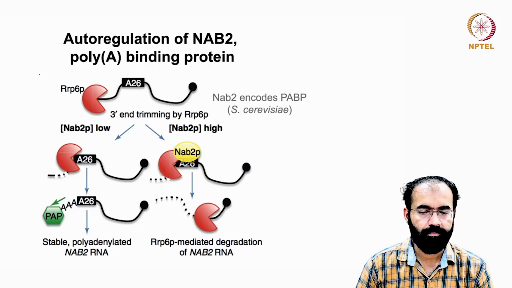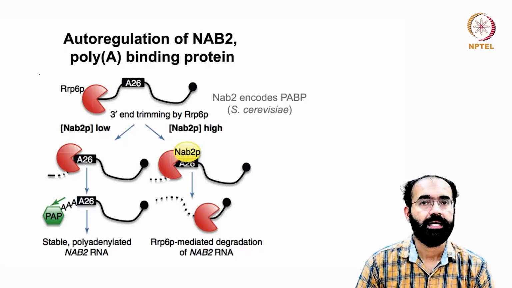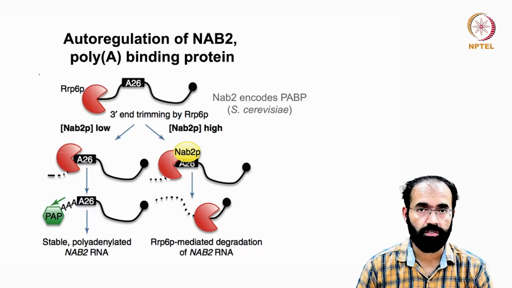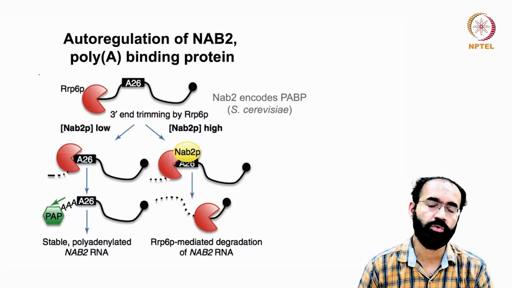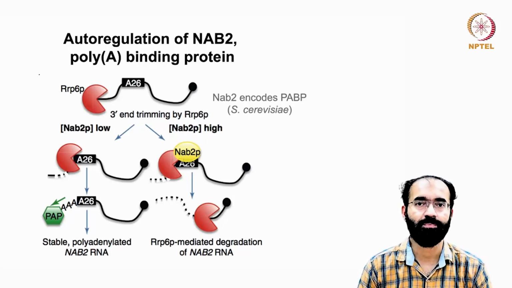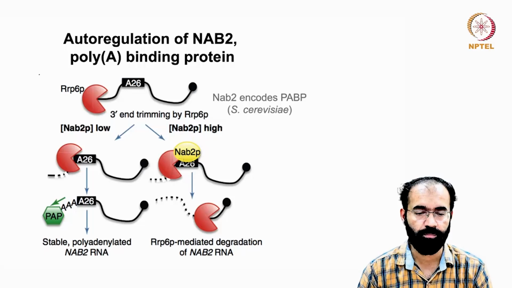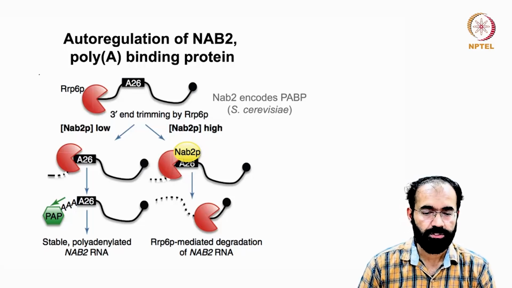So we can see that NAB2 is a homologue of poly A binding protein in Saccharomyces cerevisiae. So we know its function. We will not go into the detail because for poly A binding protein, the name itself says where it is supposed to bind.